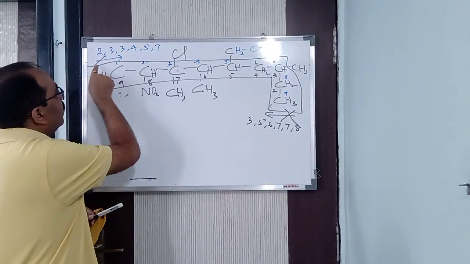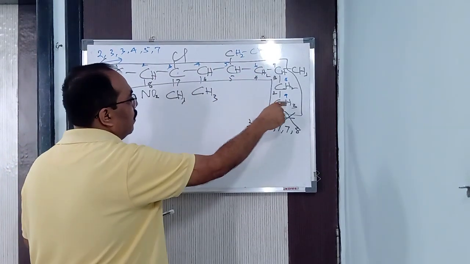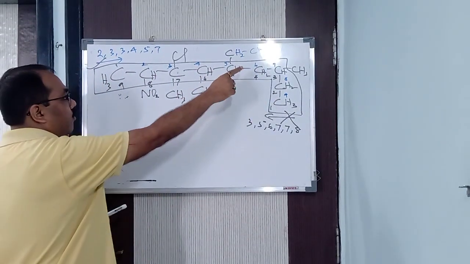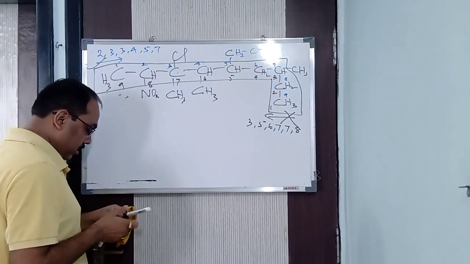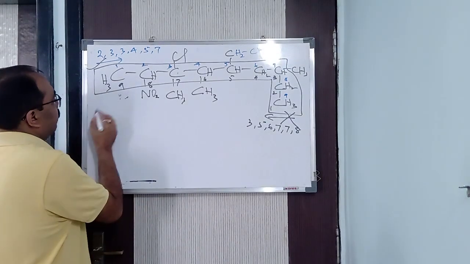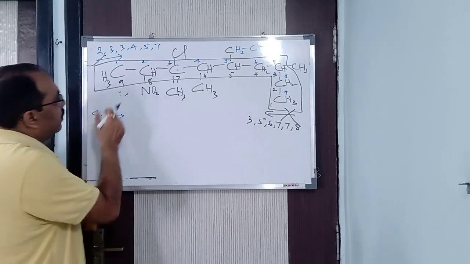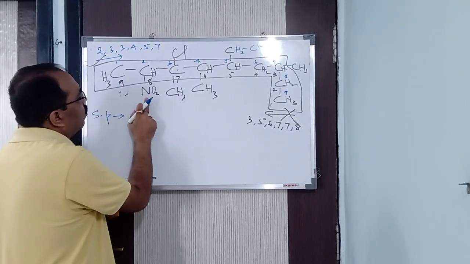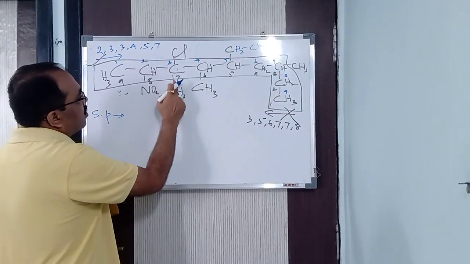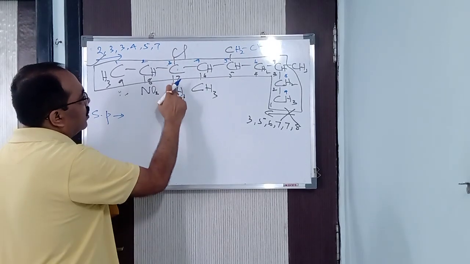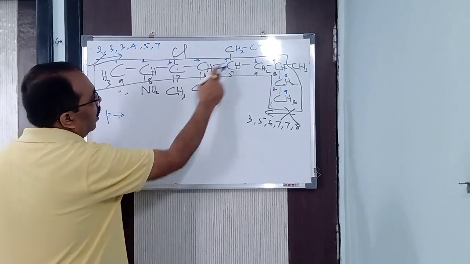So in numbering, I will take the blue one, not the black one. Listen carefully. The blue one I am going to take. Forget about the black. Now, first, what will I do? Secondary prefix. What do I get? See the blue one: second position nitro, third position chloro, then third methyl, fourth methyl, fifth ethyl.